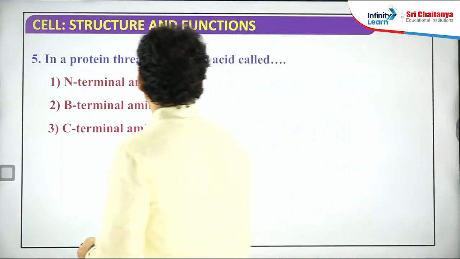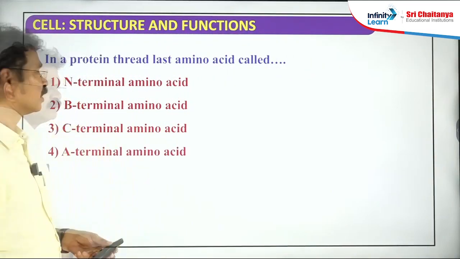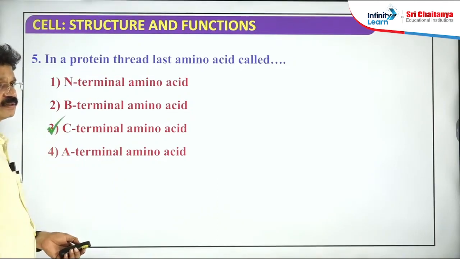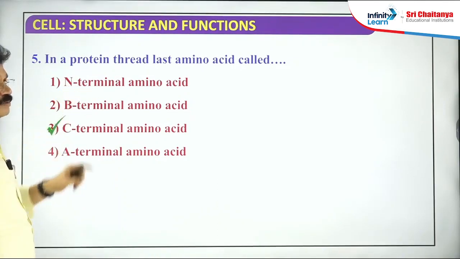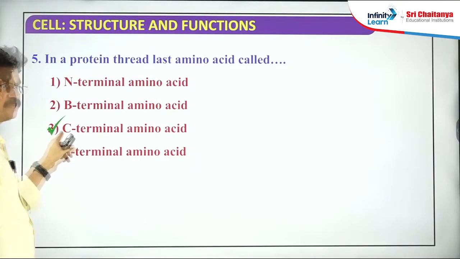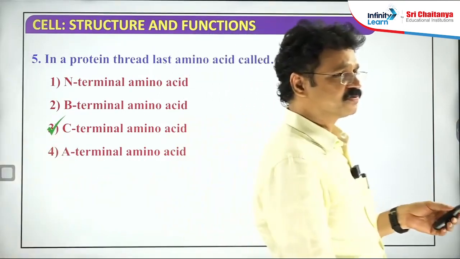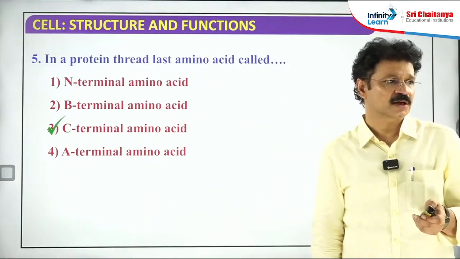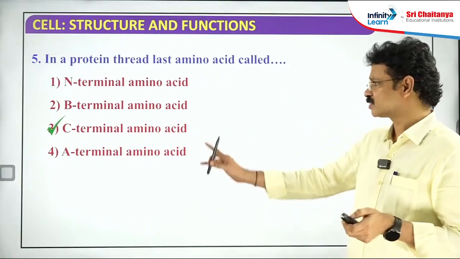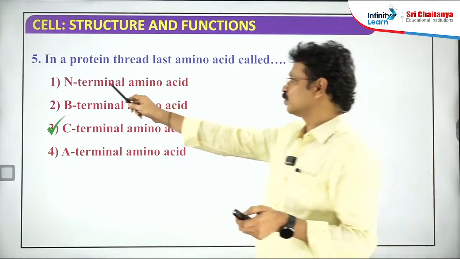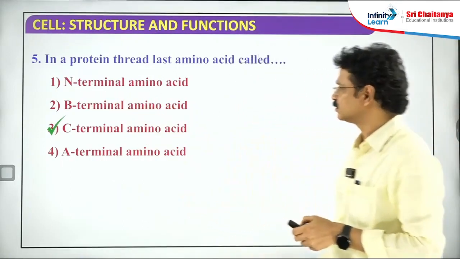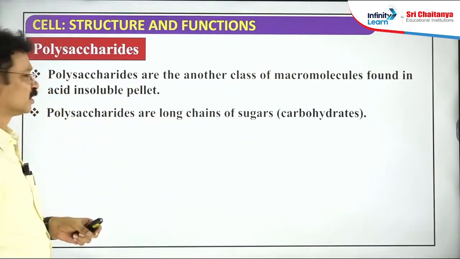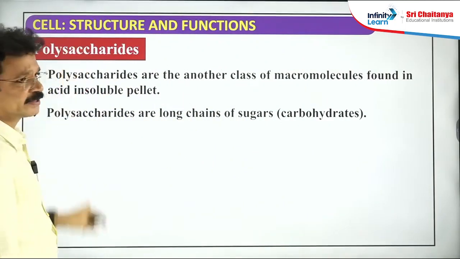Next question. In a protein thread, last amino acid is called. Last amino acid of this protein. Yes, C terminal. First amino acid is the N terminal. What is the full form of the C? C for carboxylic group. Carboxylic group is free at the last amino acid, but amino group is free at the first amino acid. Next biomacromolecule is the polysaccharides. Next macromolecule, protein chapter completed.